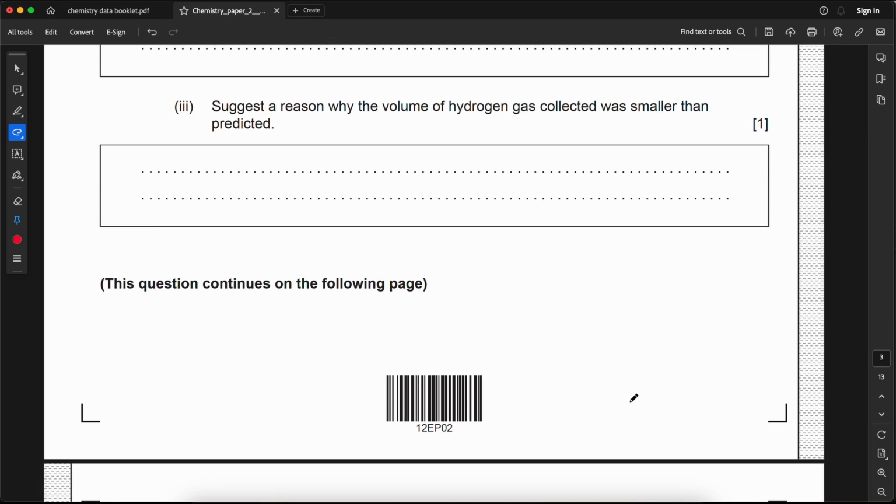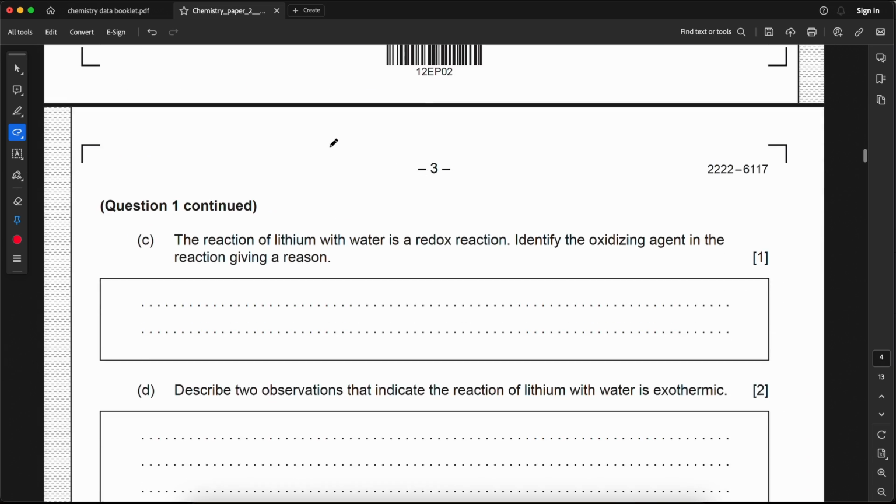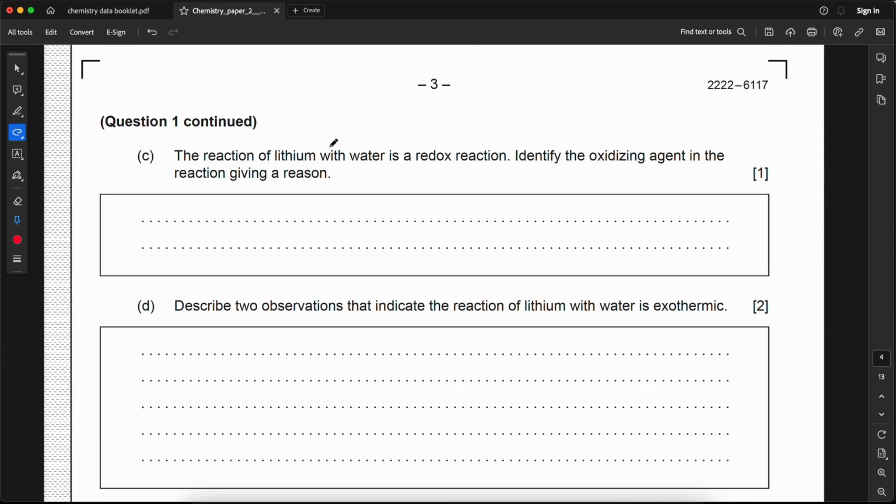Suggest a reason why the volume of hydrogen gas collected was smaller than predicted. So it means there is some error in the experiment. For example, maybe a gas leak, or maybe you didn't really use pure Li.